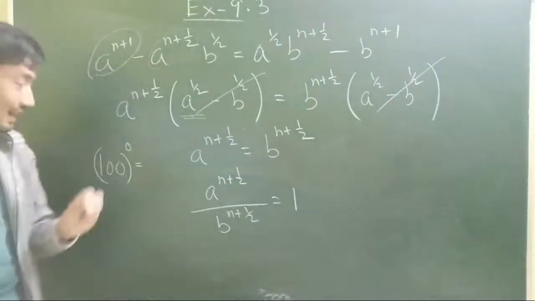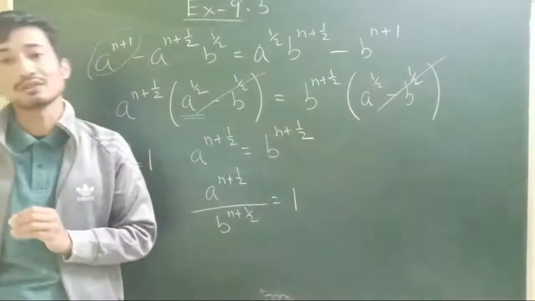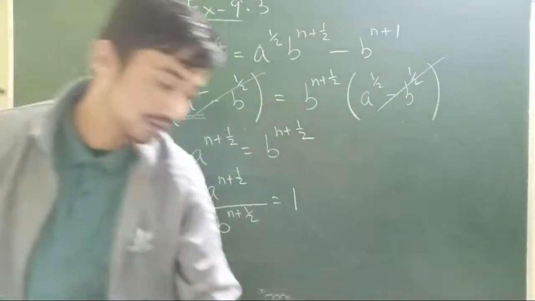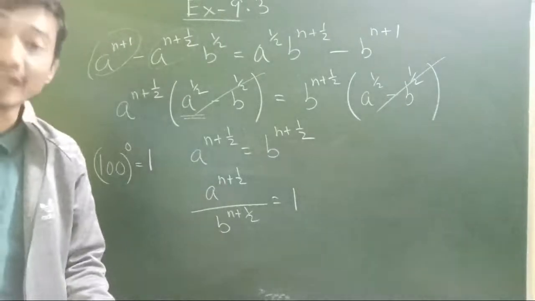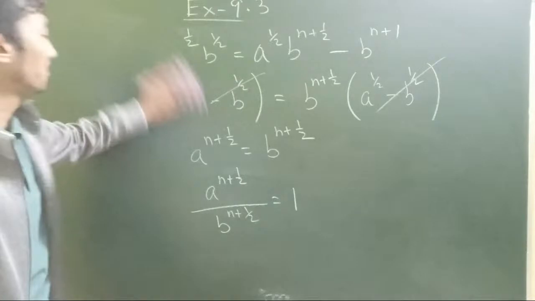So exactly, anything to the power 0 is always 1. I'm going to use that concept now, because I need to find out the value of n. So now, what I am going to do is, I think this is done already.